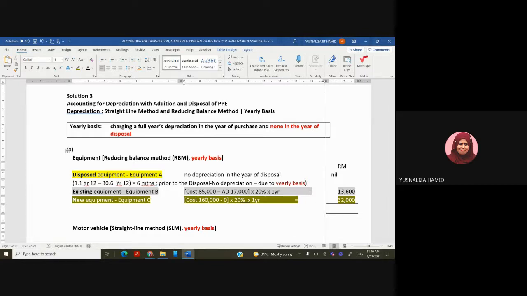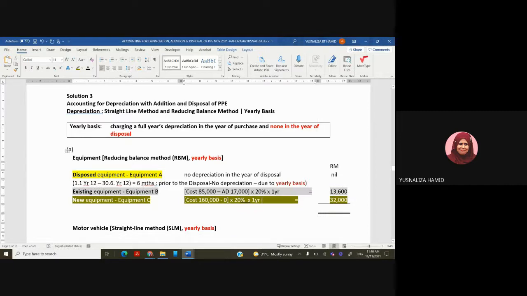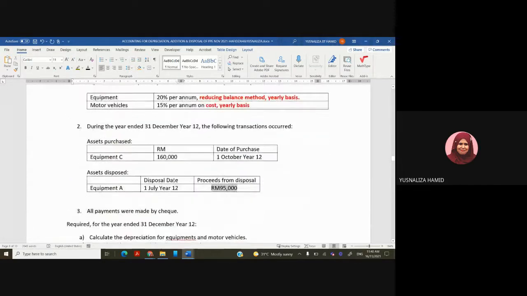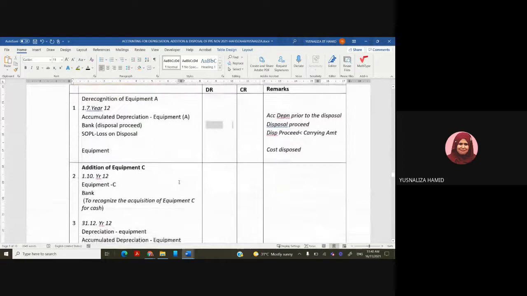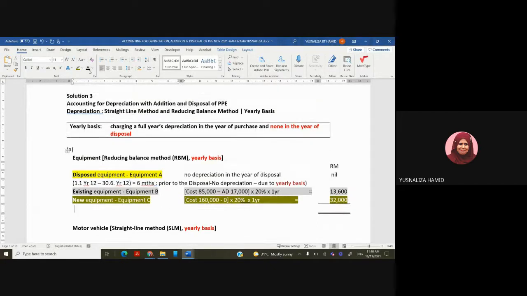Next, you can see that I also use 1 year here. I include 1 year because I am providing depreciation for 1 year, even though equipment C was with us for how many months? It was with us for just 3 months, if I'm not mistaken. Even though it was for 3 months, the asset was with you from 1st of October up until 31st of December, year 12.